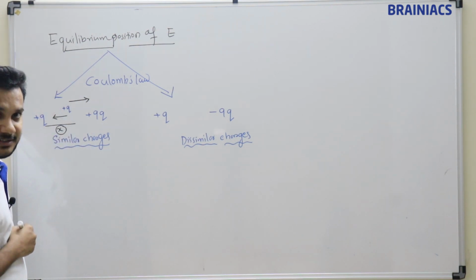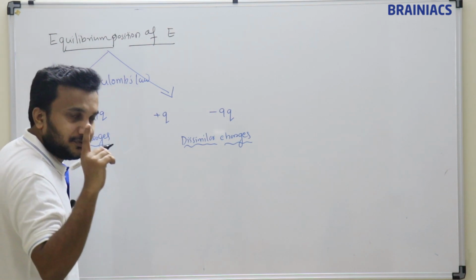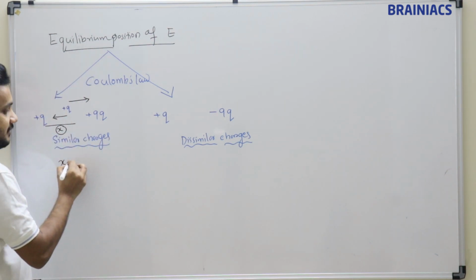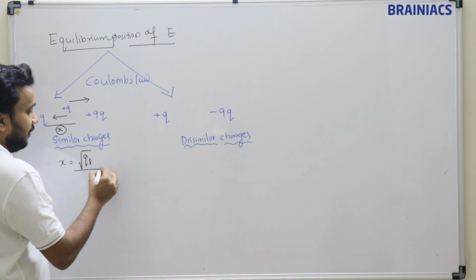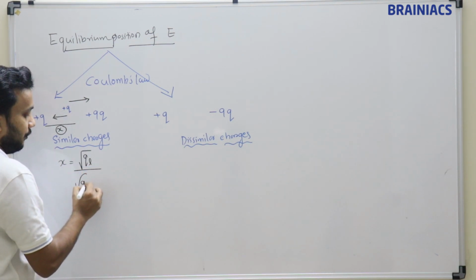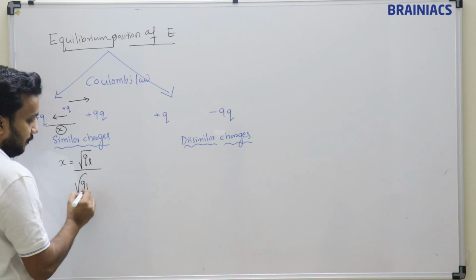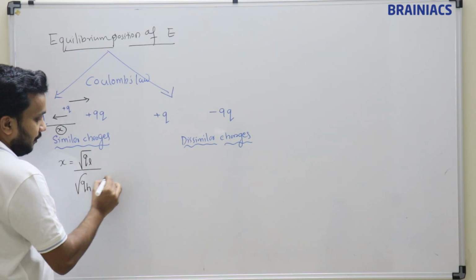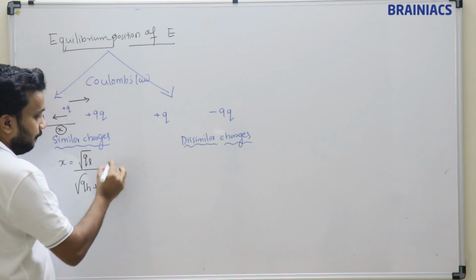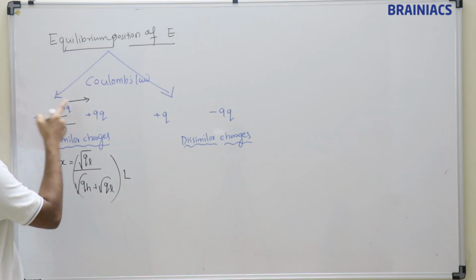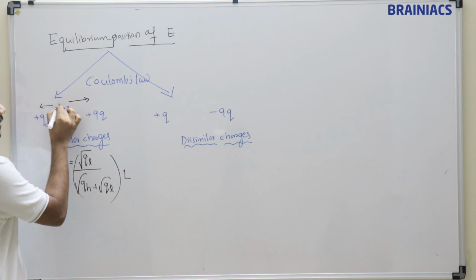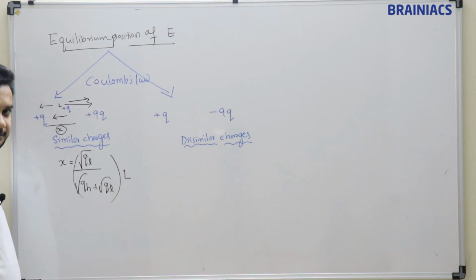This value of x we already found in the first topic. What is the value of x? You remember, x equals root of q low divided by root of q high plus root of q low, multiplied with L. L is the distance between the two charges. We can also mark L like this.